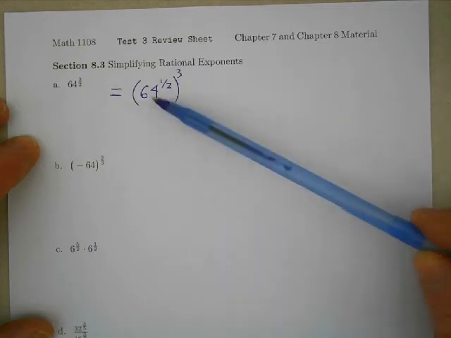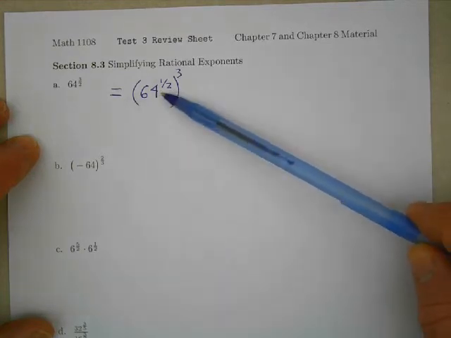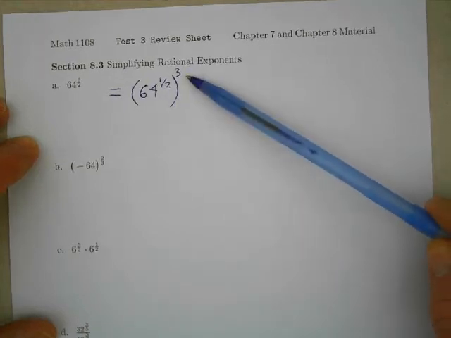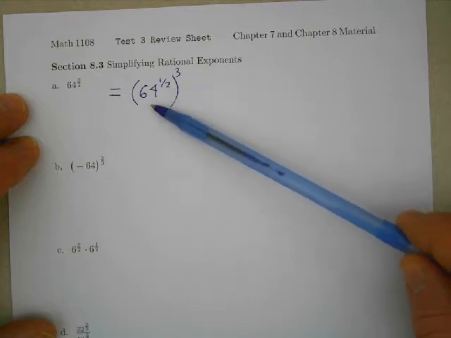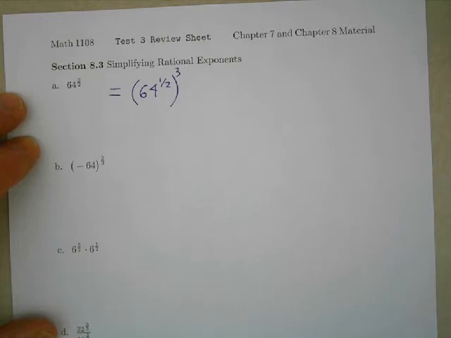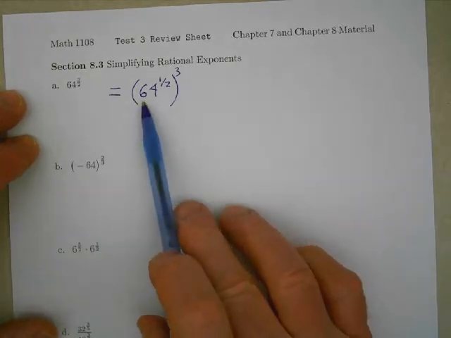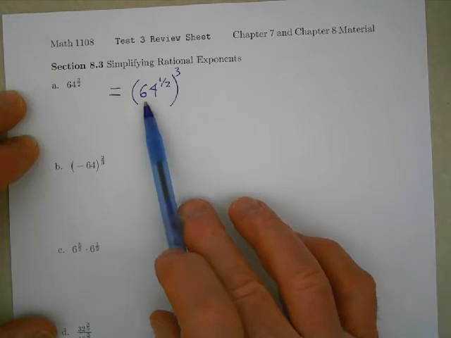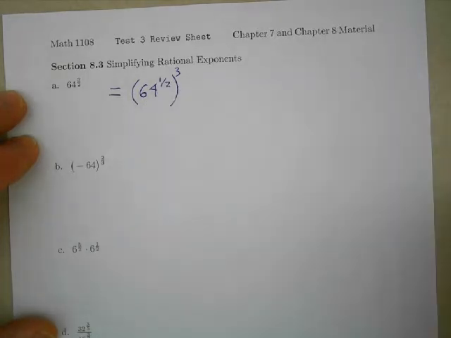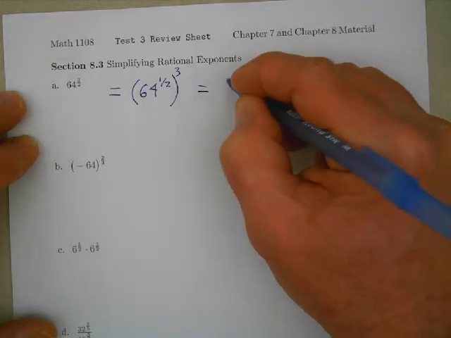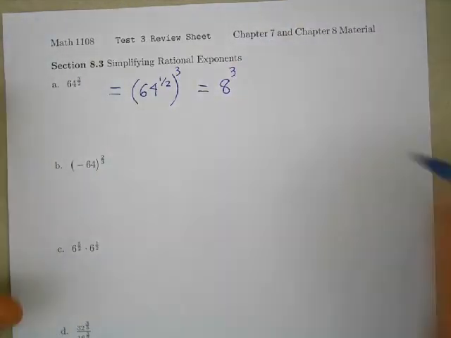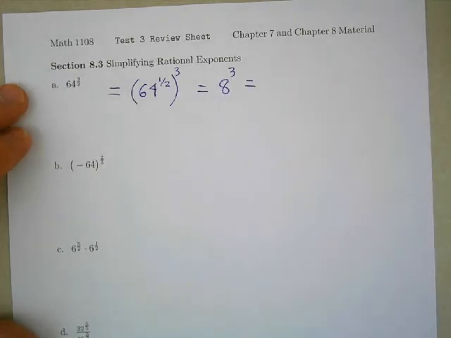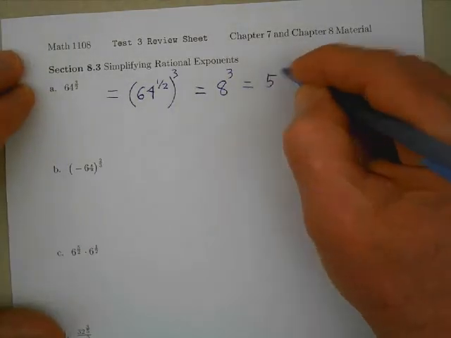If you remember, in a case like this, if you have 64 to the 1/2, and if that's raised to the exponent 3, then that's equivalent to multiplying the exponents to get 64 to the 3/2. The reason that we want to write it this way is because on the inside of the parentheses, 64 to the 1/2 is just the square root of 64, or the principal square root of 64, which is 8. And then we raise that to the third power. So 8 to the third power is just 512. 8 times 8 times 8.